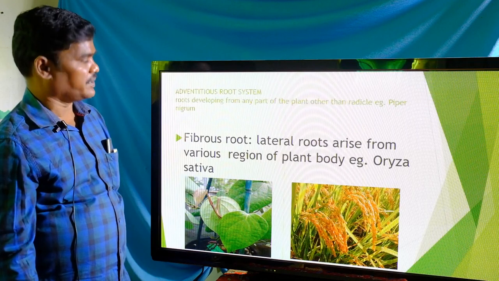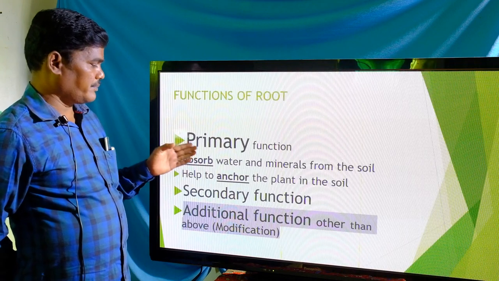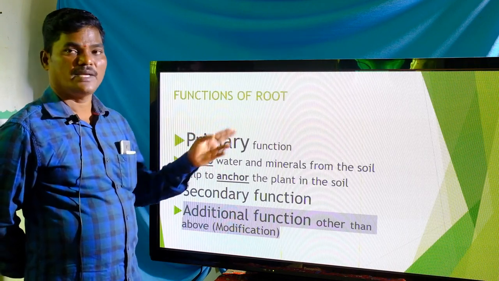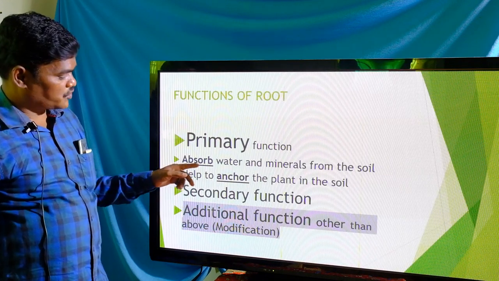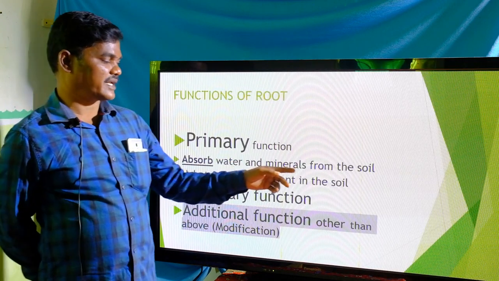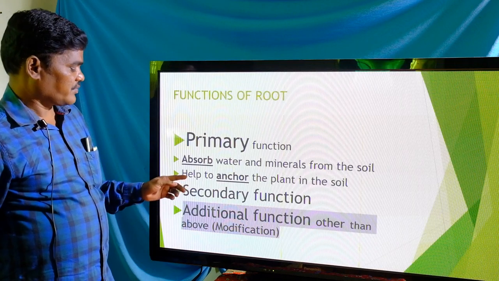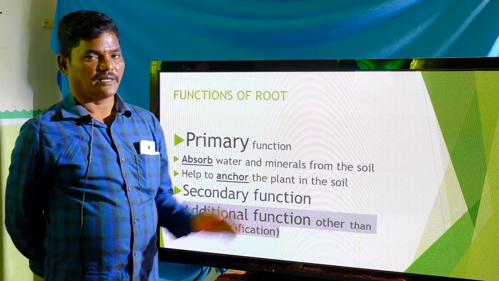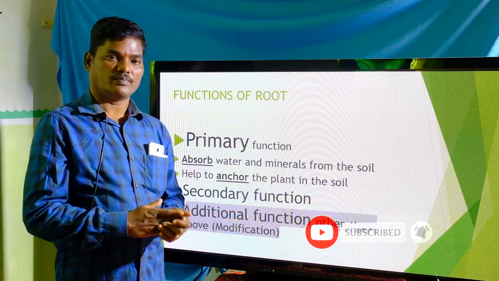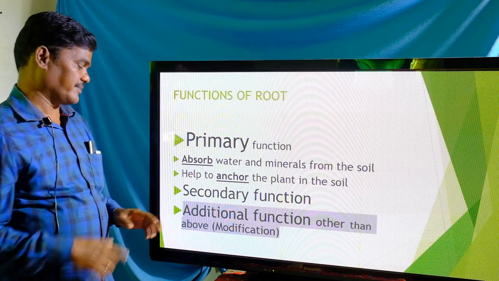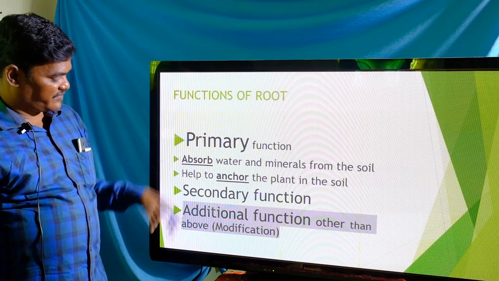These are two examples of adventitious roots. Functions of the root. The primary functions: what are the primary functions of the root? One is absorption of water and minerals from the soil. This is the main function of the root. The second is to anchor the plant in the soil. Anchor means support, so the plant cannot be pulled away easily. These are the main or primary functions.